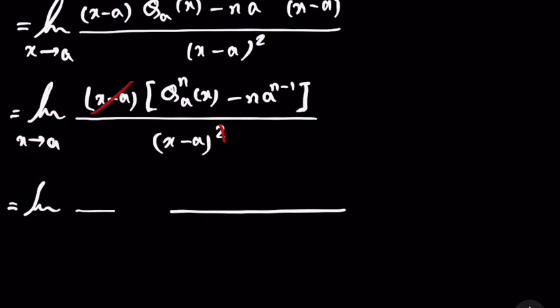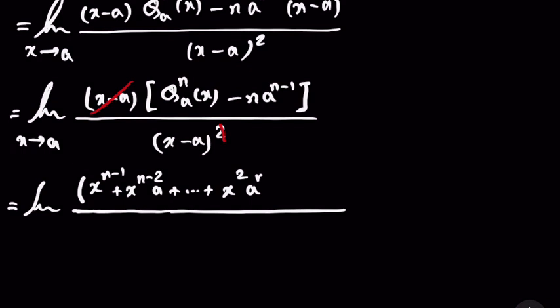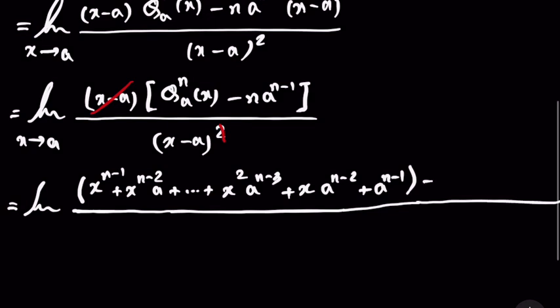So this limit is going to be equal to the limit of, now in the numerator we expand Q n a x by its actual expression and we write x to the power of n minus 1 plus x to the power of n minus 2 a plus x to the power of n minus 3 a squared, up to x a to the power of n minus 2, and the last term is going to be a to the power of n minus 1, and then minus n a to the power of n minus 1, divided by x minus a when x approaches a.